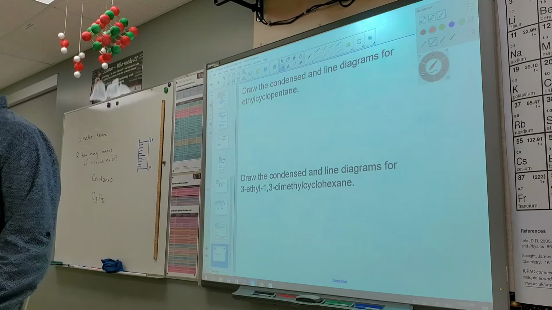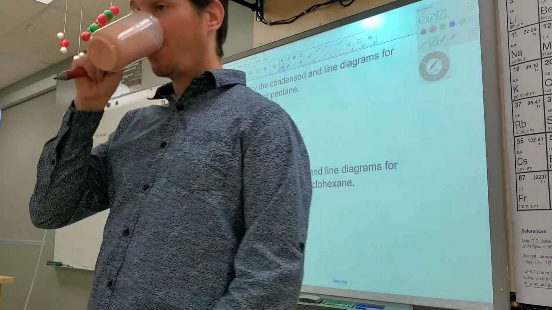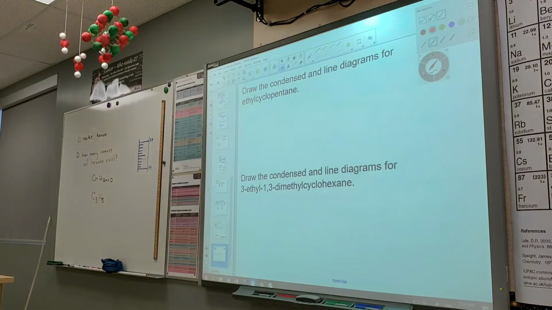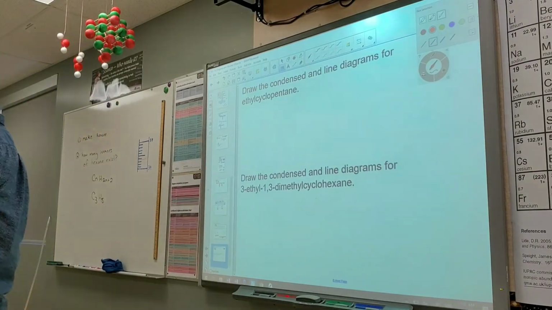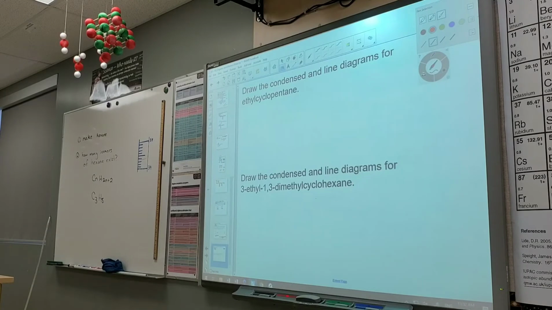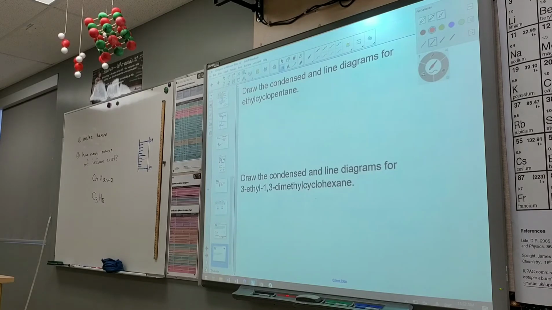The condensed. Ew, what? Mr. Bolton, I'm having a hard time drawing lines. Okay. As long as it's very apparent that when one line stops, another line starts at a vertex, then I'm perfectly fine. So next, line diagrams for 3-ethyl. Number your carbons for me.